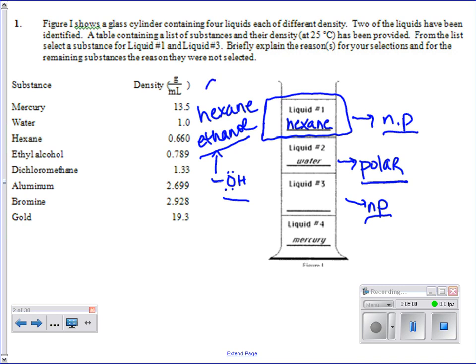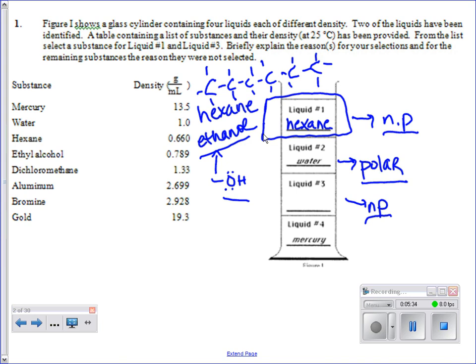Hexane is a straight chain. It's got 6 carbons, and it's saturated with hydrogens. Okay, it's going to have an even distribution of electrons all around, and no dipole exists, therefore it's nonpolar. So that is not miscible. The word miscible means dissolving. That is not miscible with water.